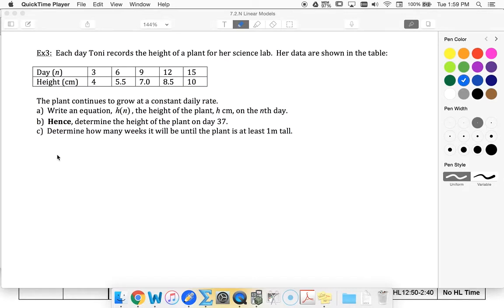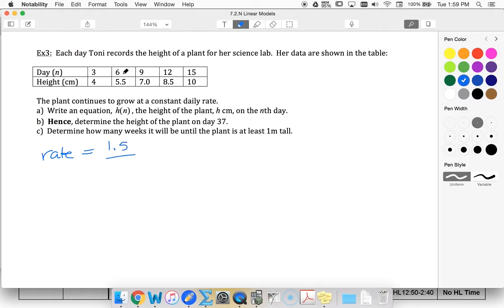So we can see that our rate is going to be, remember, change in y over change in x. So day is our independent variable, and height is dependent on what day it is. So this goes up by 1.5 as our day goes up by 3. So we can simplify this. That's going to be 1 over 2, which is the same as our slope.